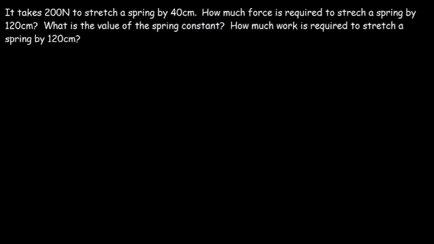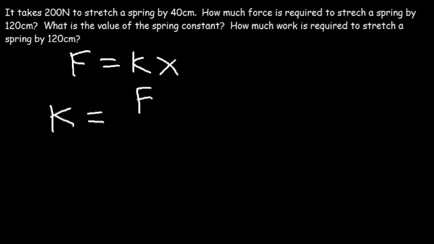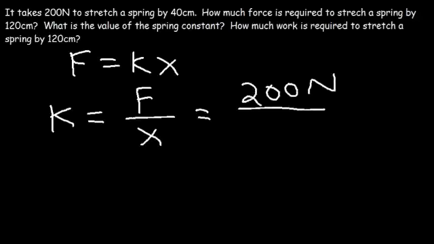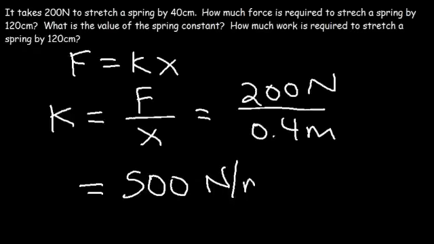Now, what about the second part to the question? What is the value of the spring constant? So using the formula F is equal to kx, solving for k, k is equal to the force divided by the distance. So we can use the force of 200 newtons, and instead of using 40 centimeters, we need to convert it to meters. So that's 0.4 meters. 200 divided by 0.4 is equal to 500. So the spring constant is 500 newtons per meter. So to stretch the spring by a distance of 1 meter requires a force of 500 newtons.